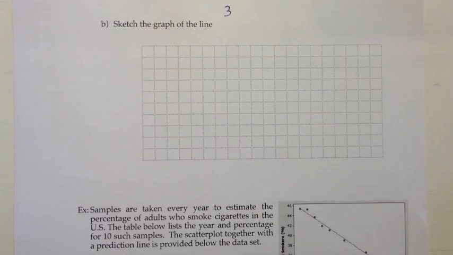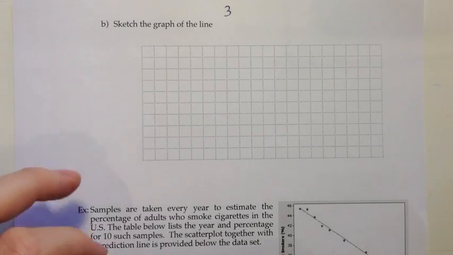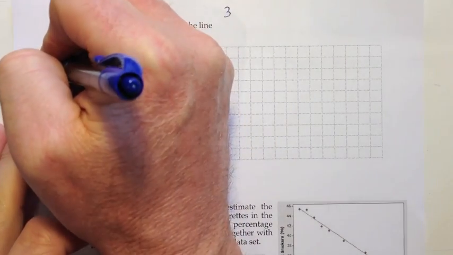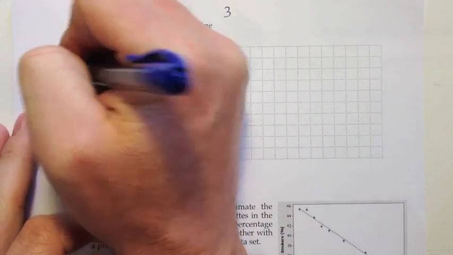Okay, continuing on with the application about the cost of a child's birthday party, let's go ahead and sketch the graph of the line that they gave us. So just like I showed you before, I think the easiest way to make such a graph is to go ahead and make a table.